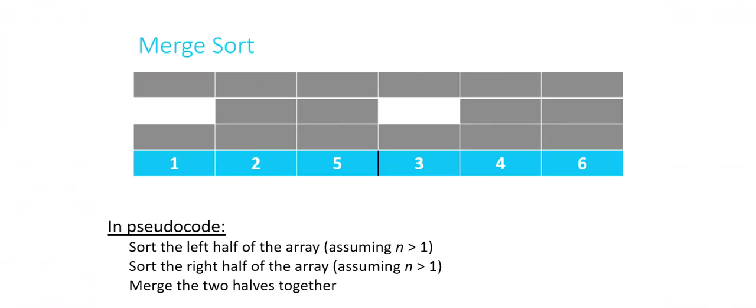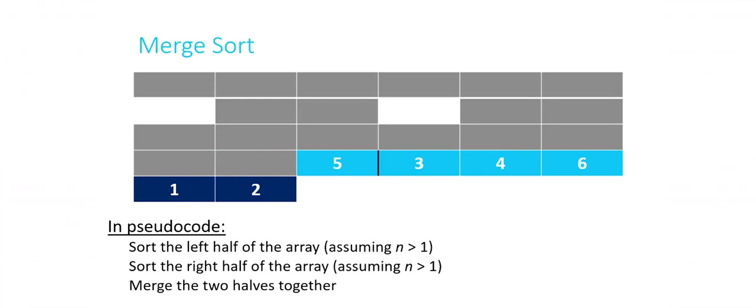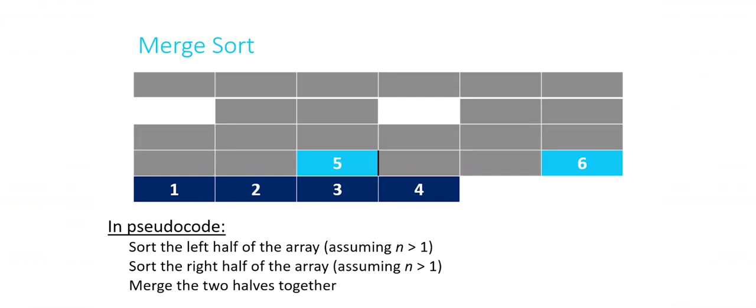Which is lower, 1 or 3? Notice the little black line there dividing the two halves to make it more visually clear. Which is lower, 1 or 3? Well, 1 is. Now again, I ask myself the question, which is lower, 2 or 3? That would be 2. Which is lower, 5 or 3? That's 3. 5 or 4? It's 4. 5 or 6? 5. 6 or nothing? It's 6.